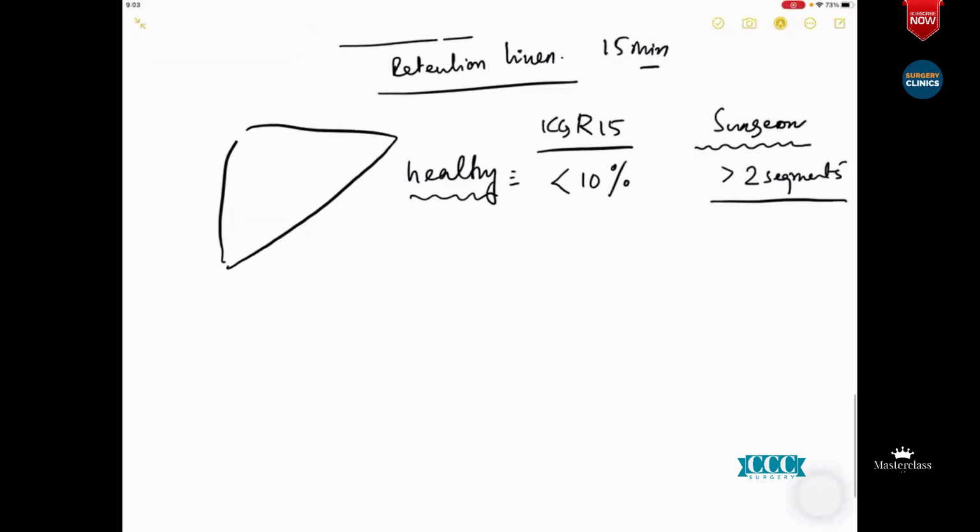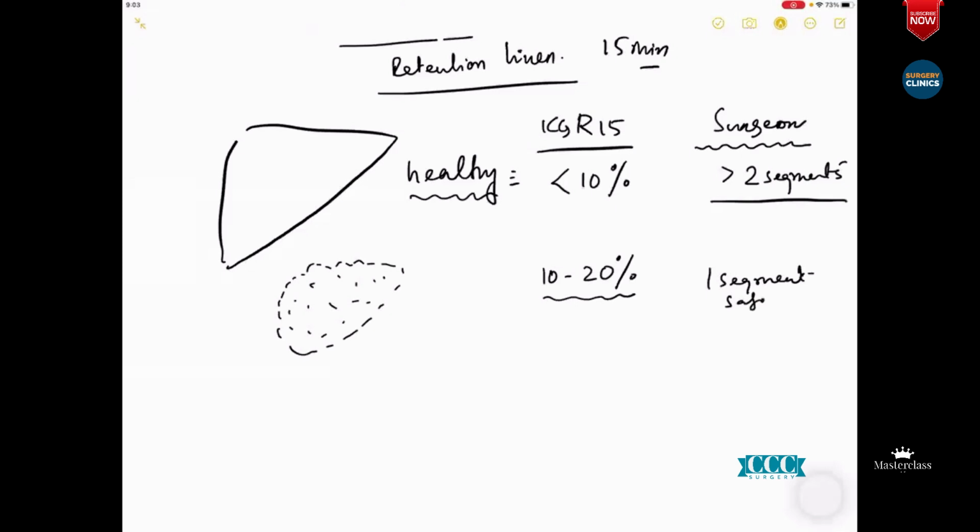Now, if the ICG or R15 values are between 10 to 20%, what does it suggest? That the liver is okay, but it is retaining some amount of ICG. That means the liver is a little bit diseased. If this is a diseased liver, you can take about 1 segment safely. It is not that you cannot take another segment, but it will be safe to restrict yourself to 1 segment.